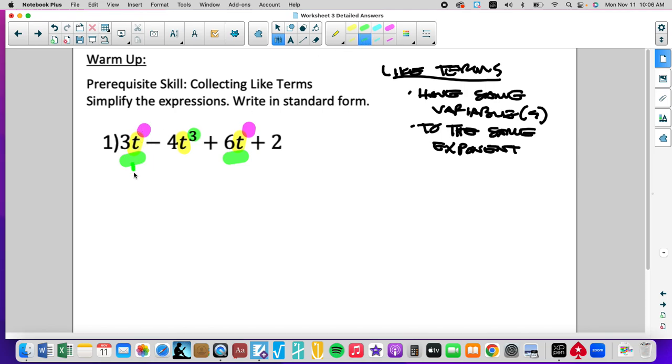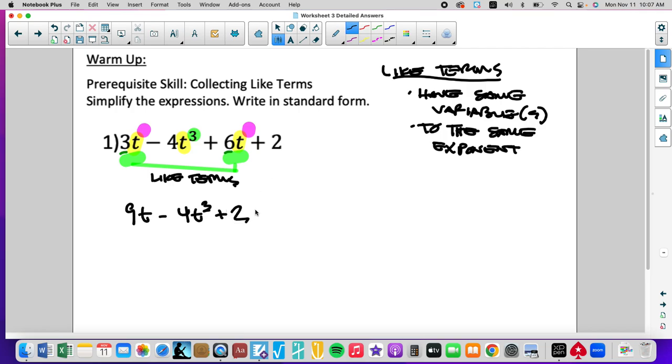And when you have like terms, we combine their coefficients. So the coefficients are 3 and 6. So this is going to give me 9t, and then negative 4t to the third, and then plus 2. Now, important thing, write in standard form.